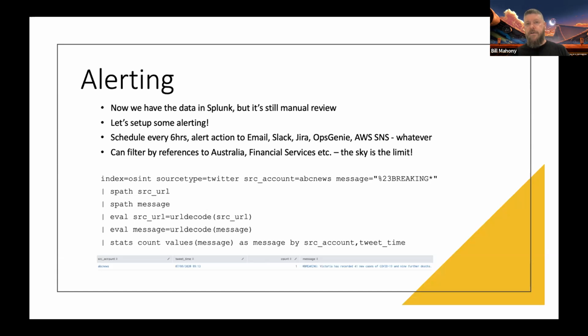So I really like the idea of bringing in more data from Twitter than we necessarily need. So bring in all of the tweets, all the things, and then we can do a finer grain filter on the Splunk side of things, which is a lot more flexible. So in this example, we're looking at everything coming in from the ABC News Twitter account, and just looking for anything that's breaking news, so anything with the word breaking in there.